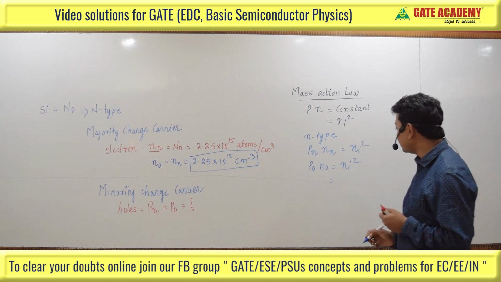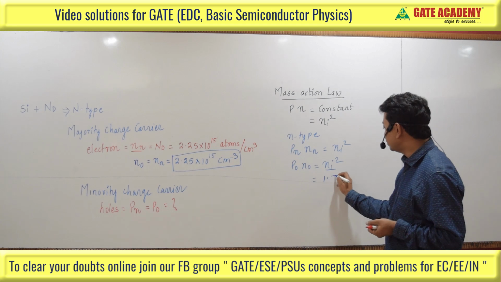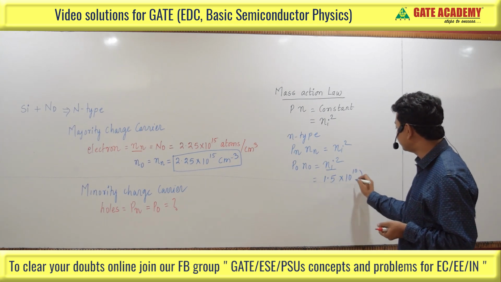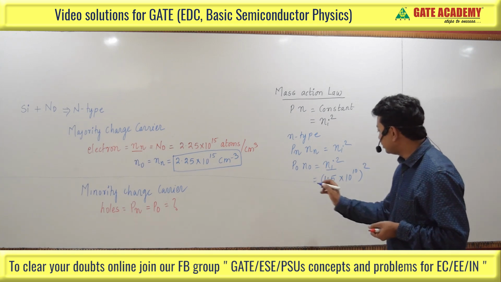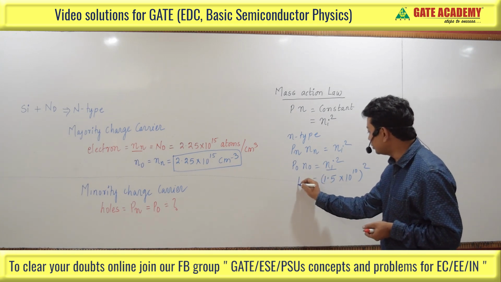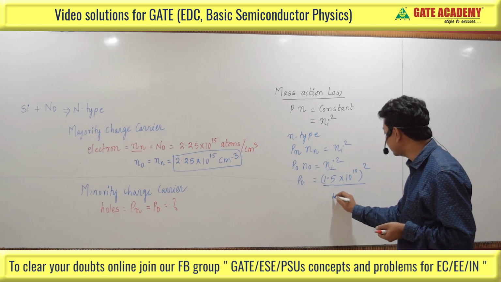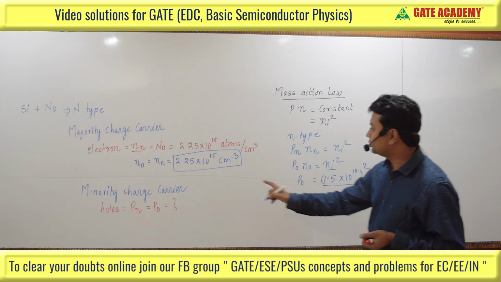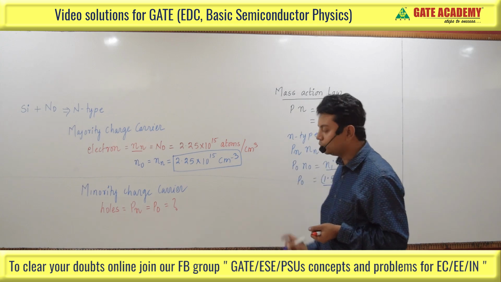Here, the Ni value is given in the question and it is equal to 1.5 into 10 to the power of 10 for silicon, and we take the square of this one. We have to find out the value of P naught, so we have to divide this by N naught. So, what is the N naught value here? N naught is equal to 2.25 into 10 to the power 15 per centimeter cube.